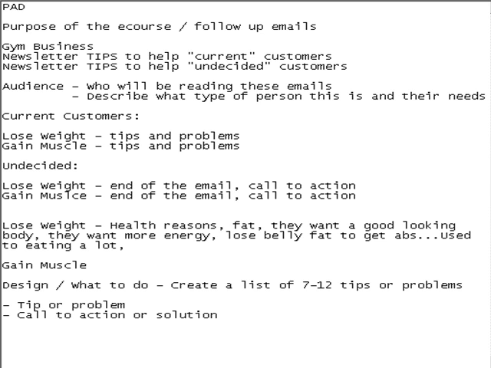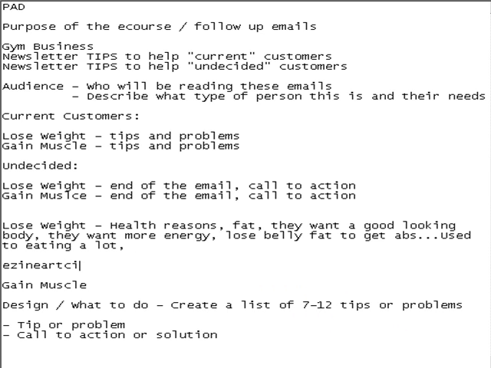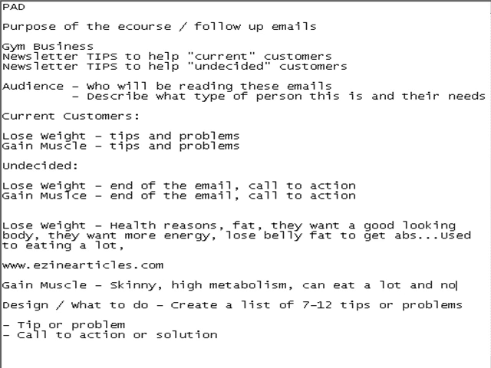But another thing you could do is also go to easyarticles.com. I use that all the time. And just read about it too. People that want to gain muscle usually are skinny, have a high metabolism, and can eat a lot and not gain weight.